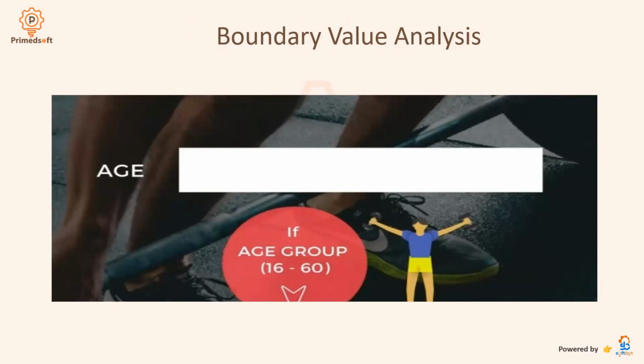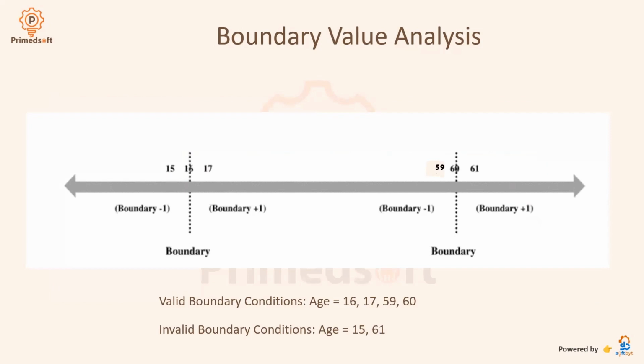Note, this is different from equivalent class partition. This one is now boundary value analysis. So you are looking at values within the boundary, right? So let's get into where I have divided it. First of all, what do we do? Like I said before, it is an extension of equivalent partitioning, equivalent class, right?